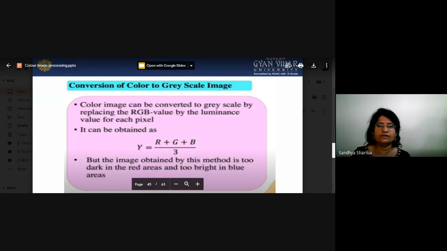Now, conversion of color to a grayscale image. A color image can be converted to grayscale. We can convert our image to grayscale by replacing the RGB value with a luminance value. So what about the luminance? It can be obtained as Y equal to (R plus G plus B) divided by 3, that is the average value of our color. But the image obtained by this method is too dark in the red areas and too bright in the blue areas. So this average method of converting color to grayscale is not very good.